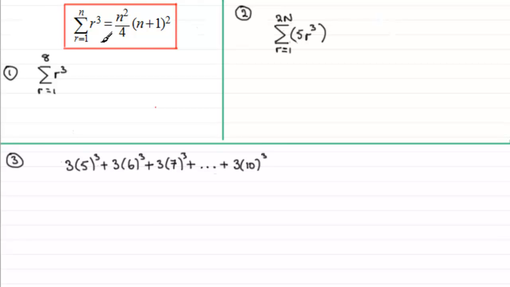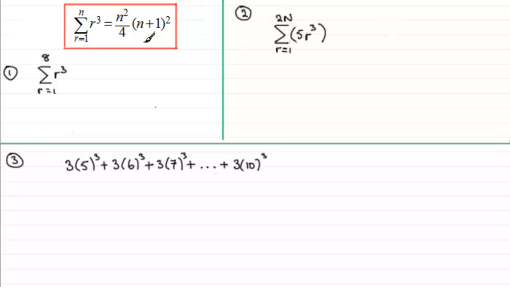In the previous videos in this series we've looked at the sum of r and then the sum of r squared, and in this one it's the turn of summing terms of the form r cubed, where r goes from 1 to n. It can be shown by mathematical induction that the sum of r cubed going from 1 to n is equal to n squared divided by 4, all multiplied by n plus 1 all squared.